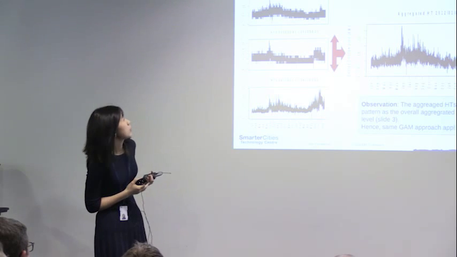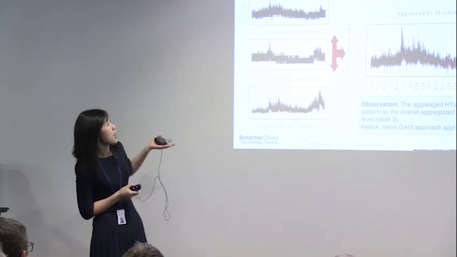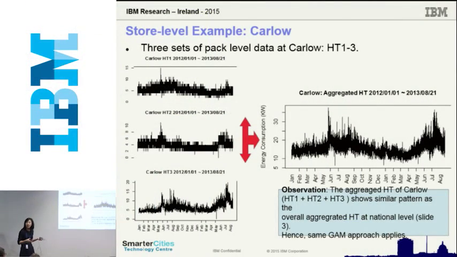So you could go not just at the store level, but drill down to the pack level and apply similar technologies. Here are 3 different HT packs. You can see that they display slightly different patterns. The overall pattern is similar. However, you can see this HT2 has a really discrete step change, right? This is what happens if you aggregate all of them together.